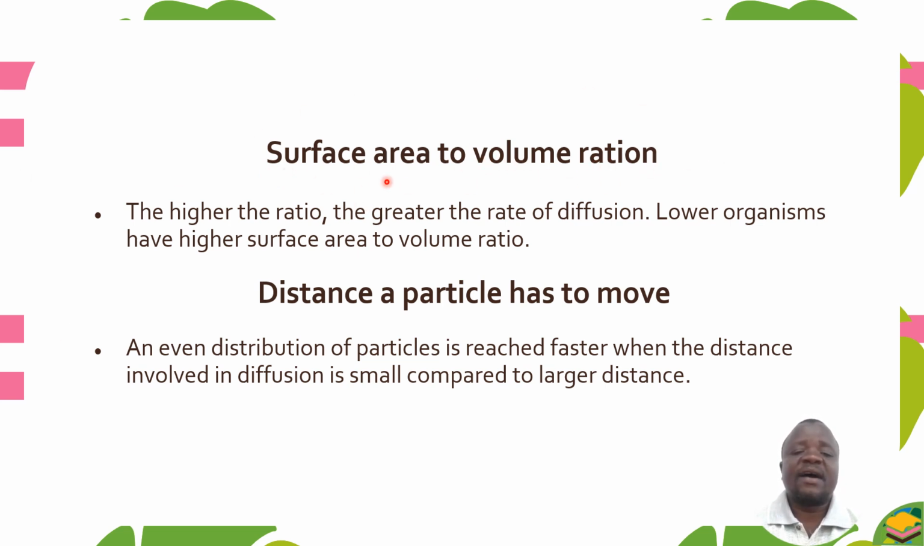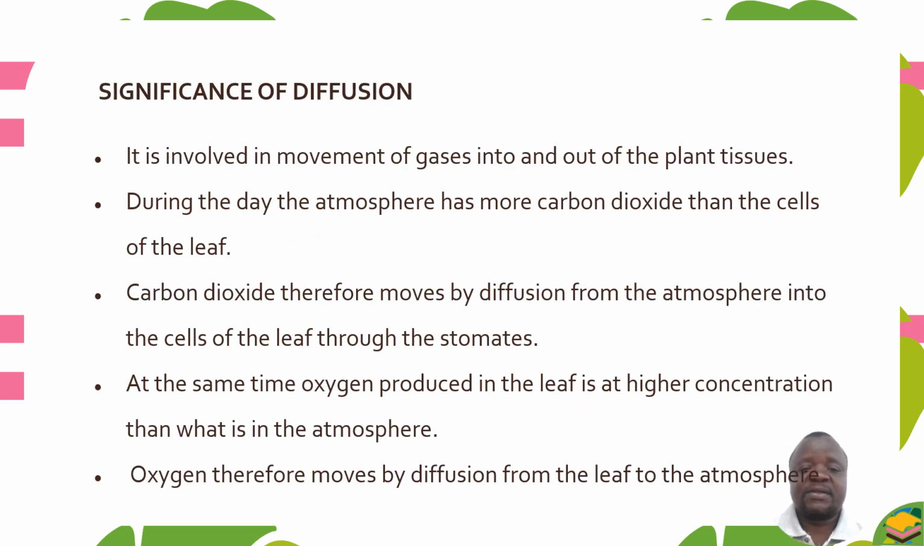Right, so we have another factor which is surface area to volume ratio. It's another factor which affects the rate of diffusion. Now, the higher the ratio, the greater the rate of diffusion. So lower organisms have got a higher surface area to volume ratio, and that one increases diffusion. If there is high surface area compared to volume ratio, the rate of diffusion increases. So now distance a particle has to move, an even distribution of particles is reached faster when the distance involved in diffusion is small compared to larger distance.